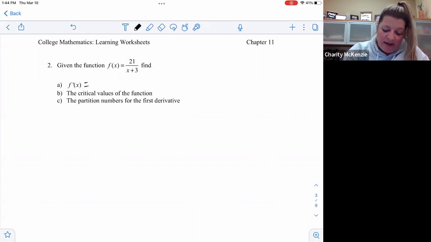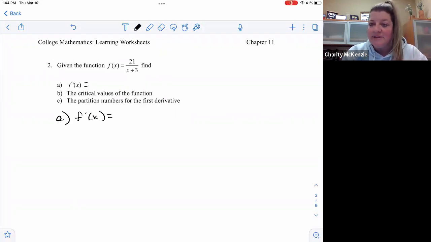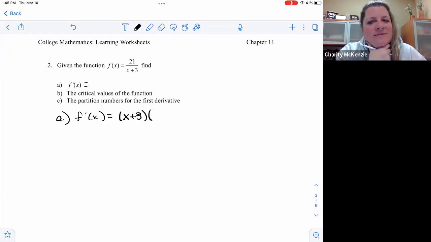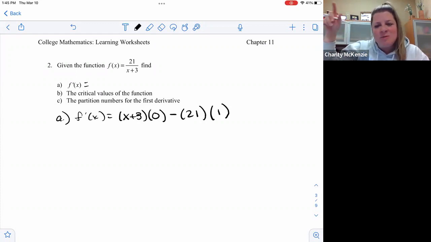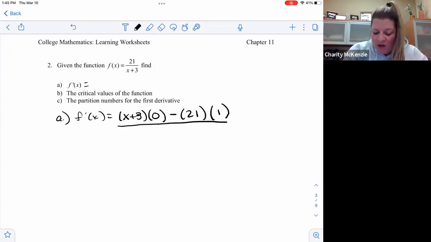Start with the derivative. The derivative of this, I might need some more room, I'm going to do it down here. The derivative of this is a quotient rule, right? So we start with the original bottom, which is x plus 3, and then we times that by the derivative of the top. What is the derivative of 21? 0. Minus the original top, which is 21, times the derivative of the bottom, which is just 1. So I didn't write out t equals b equals because the derivatives were pretty easy. You could always do that the way I showed when we went through that section. And then x plus 3 squared.